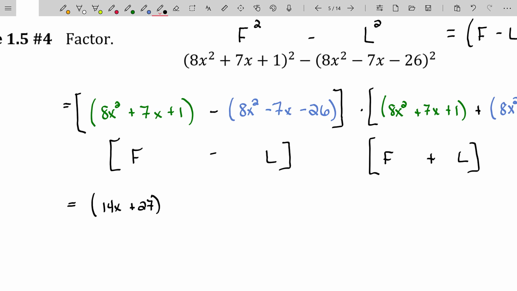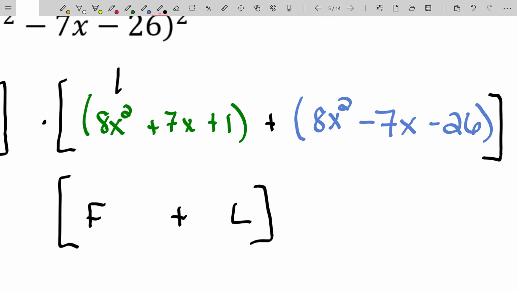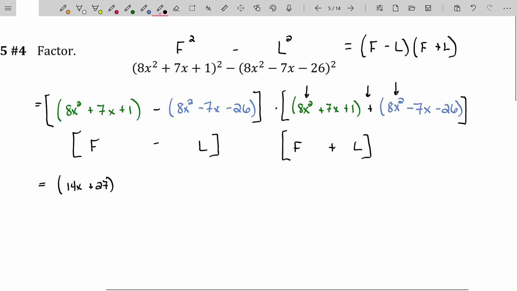Now we go to the other group. In the other group, I have an 8x squared plus 8x squared, so that'll be a 16x squared. And then we have a 7x plus a negative 7x. Well, those will cancel beautifully. And then we have a 1 plus a negative 26, which is a minus 26. So 1 minus 26 is a minus 25.